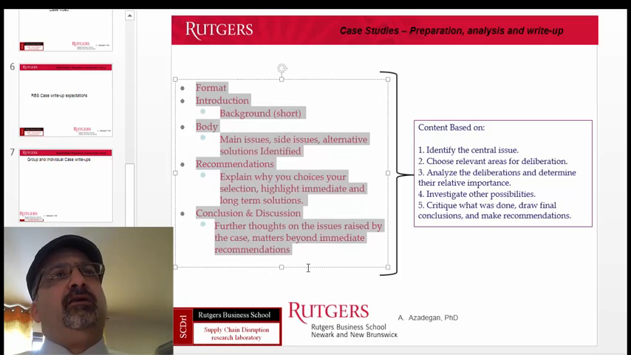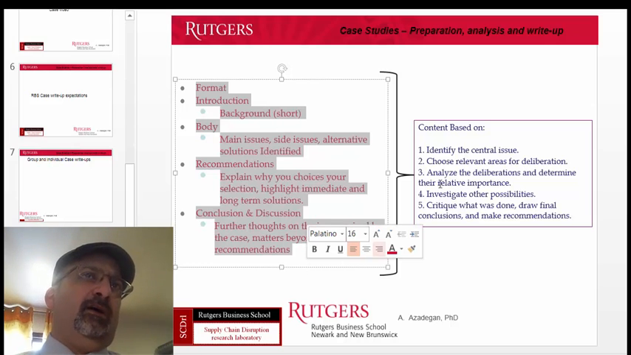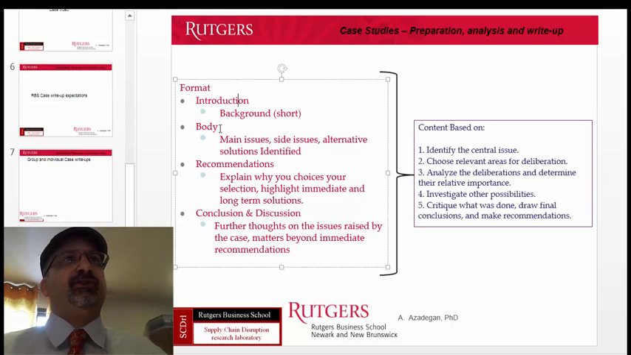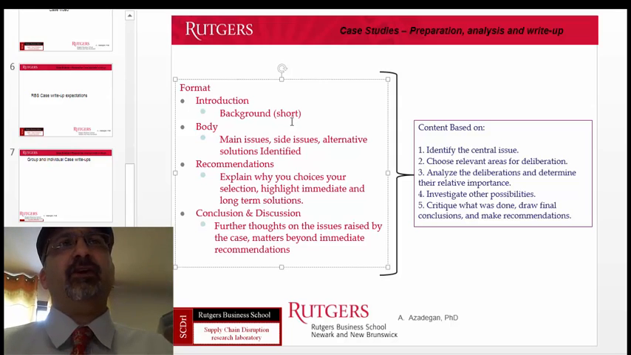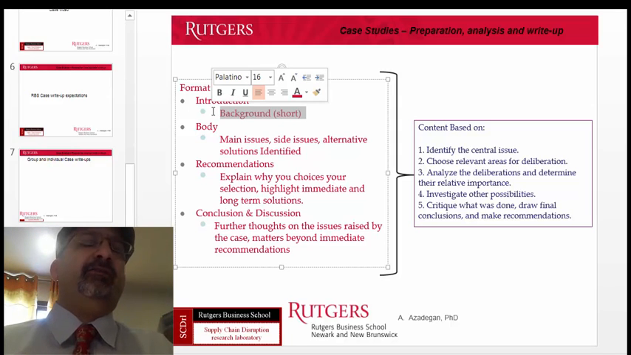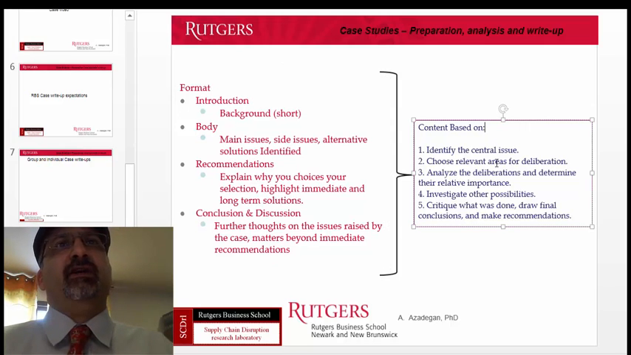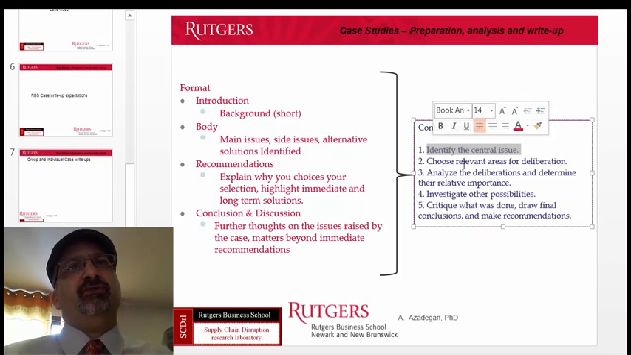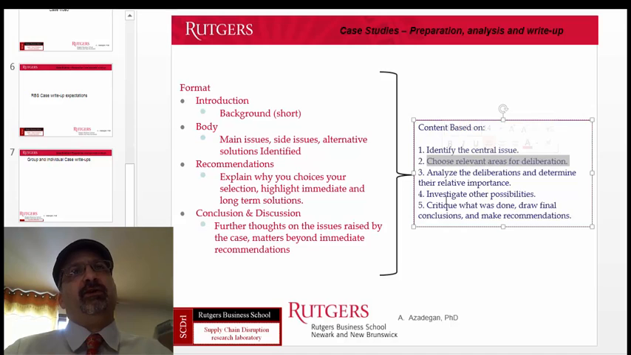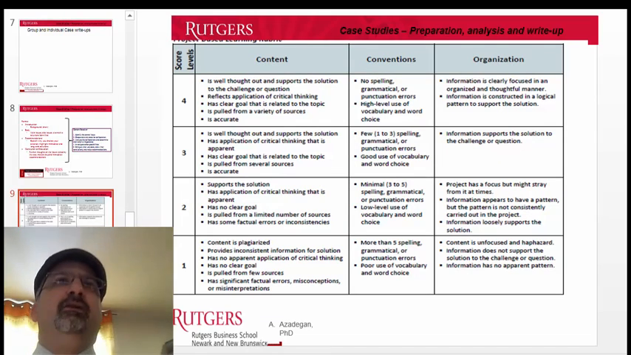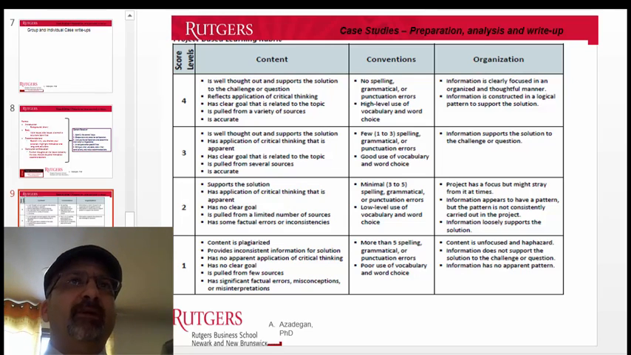All right, just to summarize what the expectations are, your case report should look like the red, based on the blue to the right. The format expectations are introduction, body, recommendations, and conclusion. Very, very short background. Again, any more than half a page is too much. And main issues, side issues for the body, and onwards to the recommendations. The content should be based on a central issue, relevant issues that need to be explored, other possibilities, and an end critique.